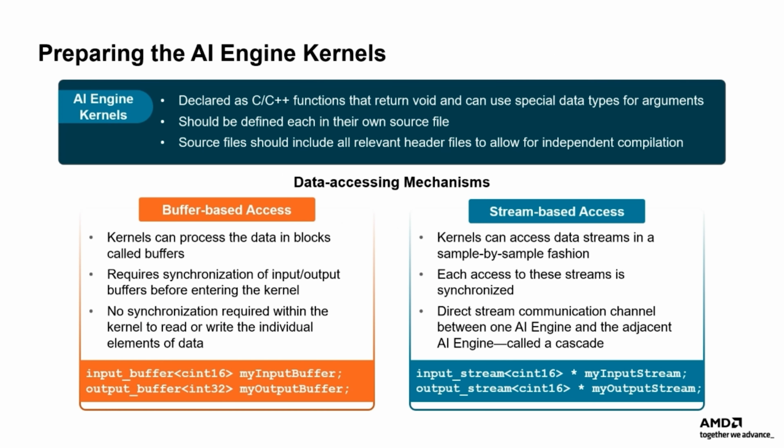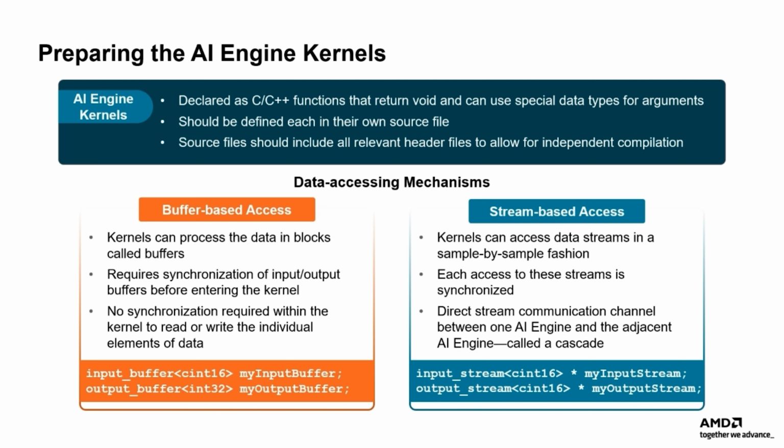Kernels are declared as C++ functions, return void, and can use special data types for arguments. Each kernel should be defined in its own source file. Kernel source files should include all relevant header files to allow for independent compilation. An AI engine kernel can either consume or produce blocks of data, or it can access and produce data streams in a sample-by-sample fashion. The data access APIs for these cases are described as buffer-based access and stream-based access, respectively.